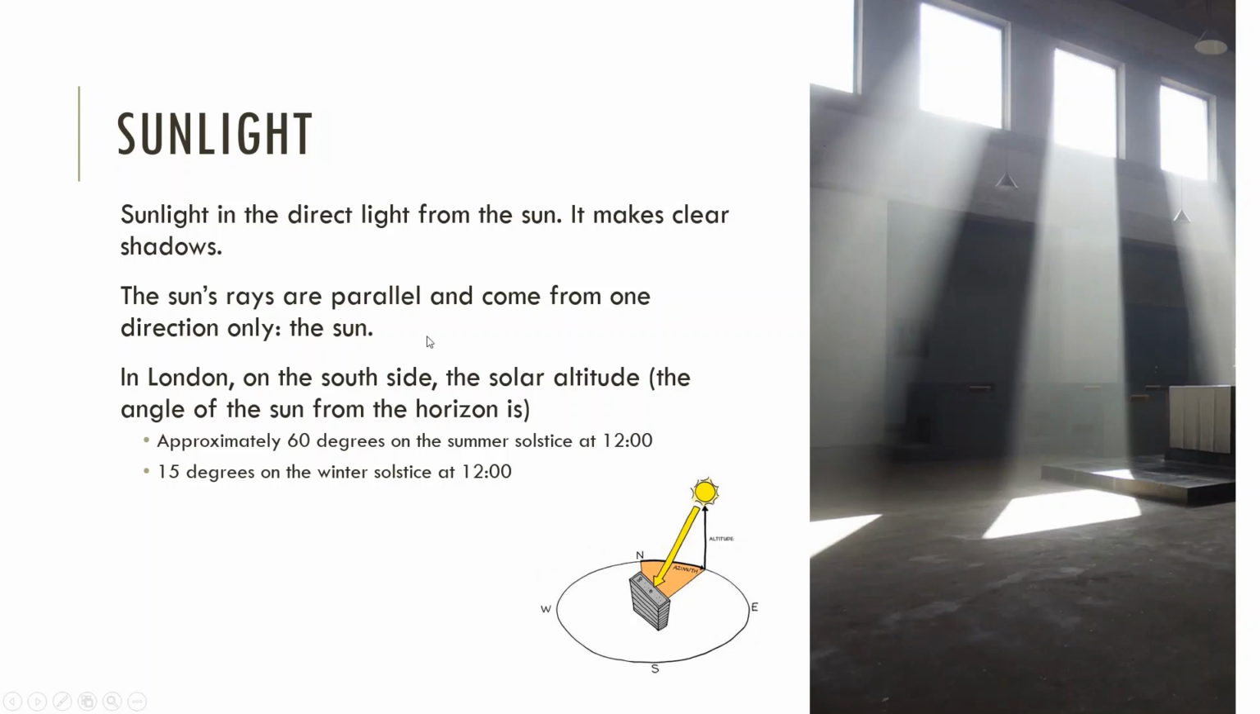In London, on the south side, the solar altitude, which is the angle of the sun from the horizon, is roughly 60 degrees during the summer solstice at 12 o'clock, and is 15 degrees during the winter solstice at 12 o'clock.